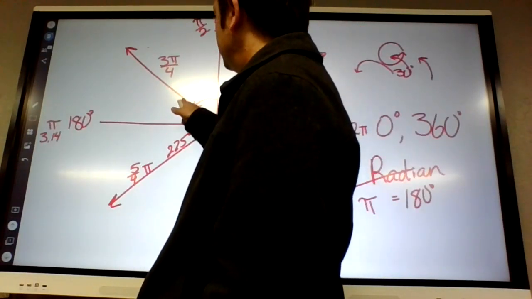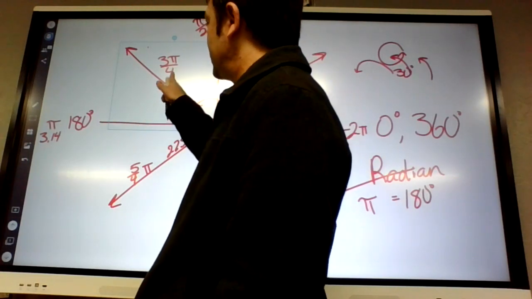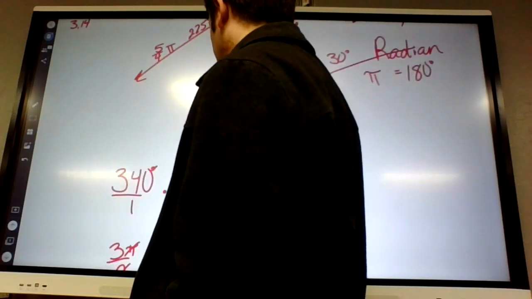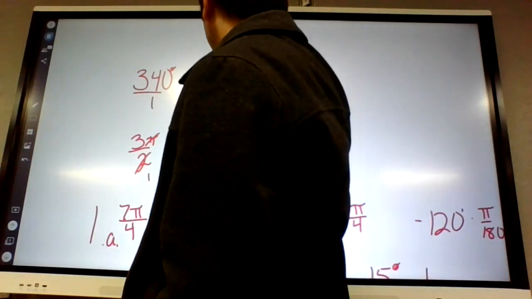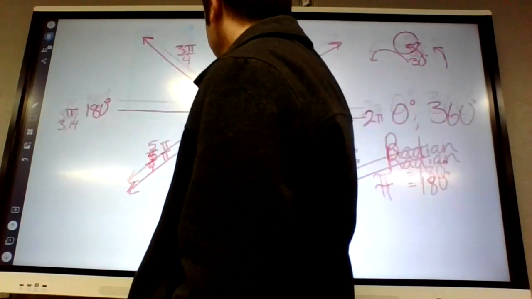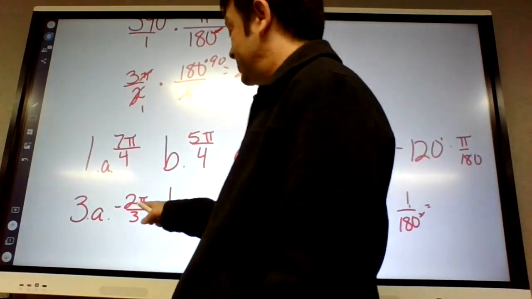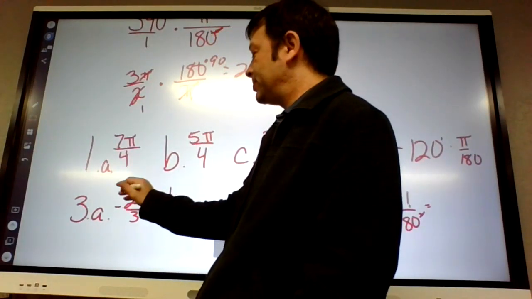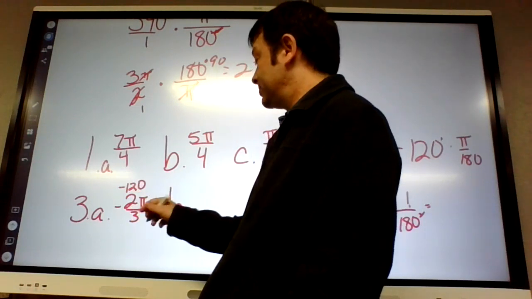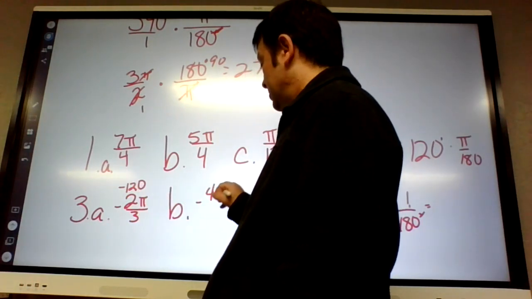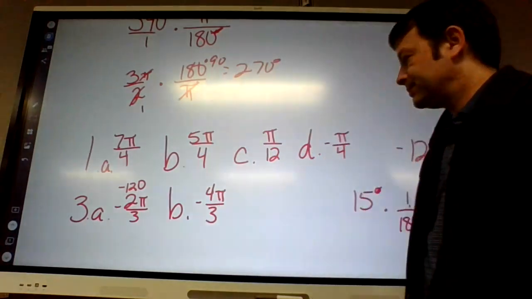Okay, B, 135. I put it on the board. It's 45 short of 180, so it's like 3/4. Oh, I did the wrong B. It's negative 240. Well, that's kind of double this one, I guess, because this one was negative 120. So if you do that times 2, negative 4 pi over 3.